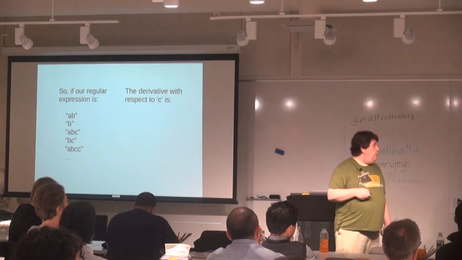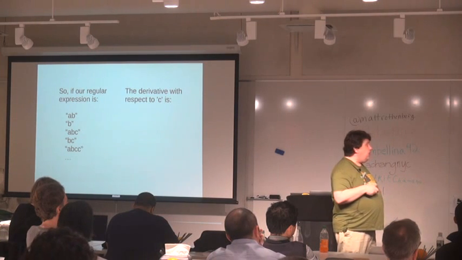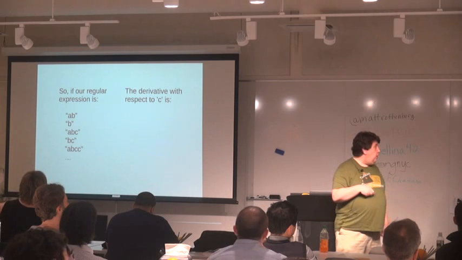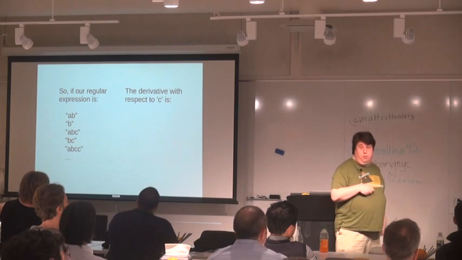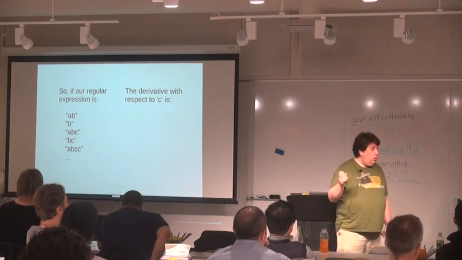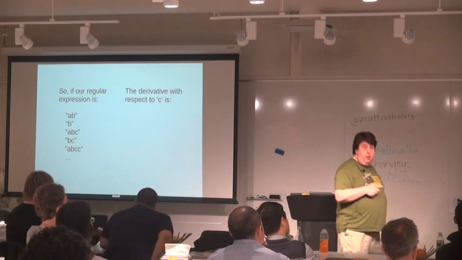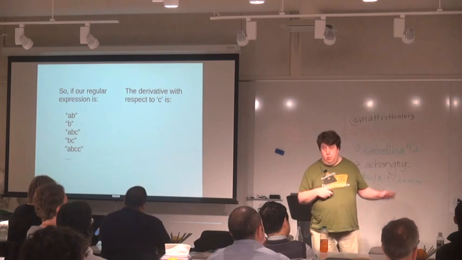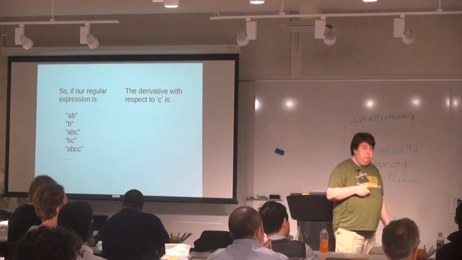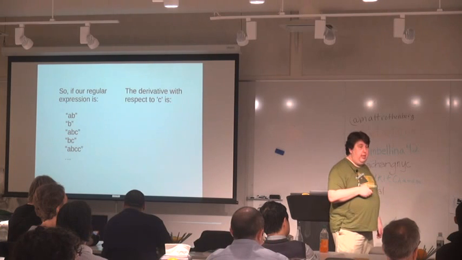The partial derivative of our regular expression with respect to the letter C is the empty set. It's fairly easy to prove. All of our strings are going to start with either an A or B. They're not going to start with a C. So we look at all of them and go, none of them start with a C, throw them all out. So, pretty simple. This is as simple as you think it is.